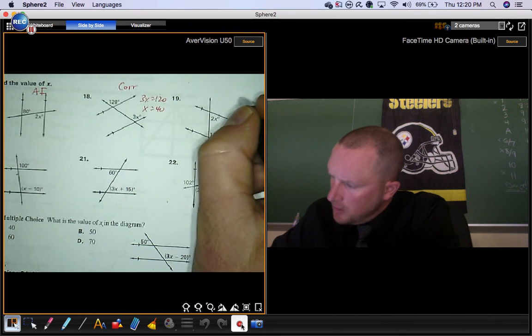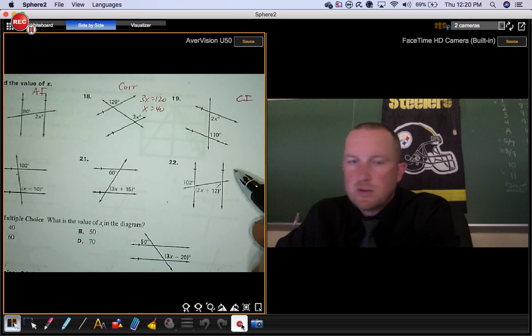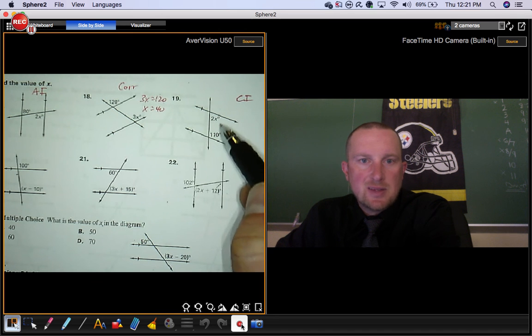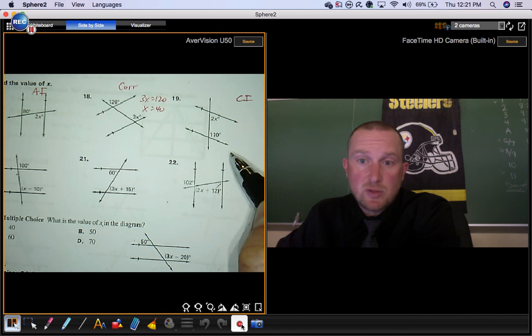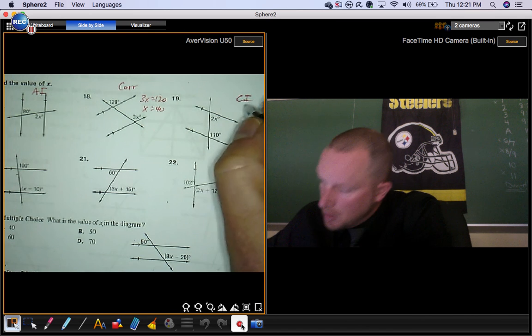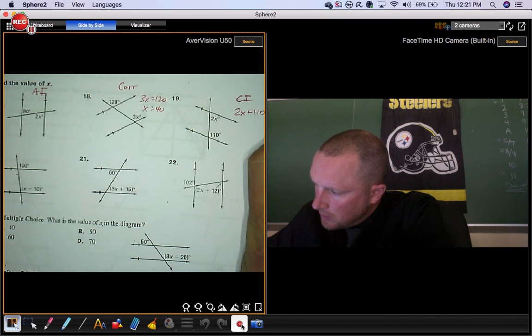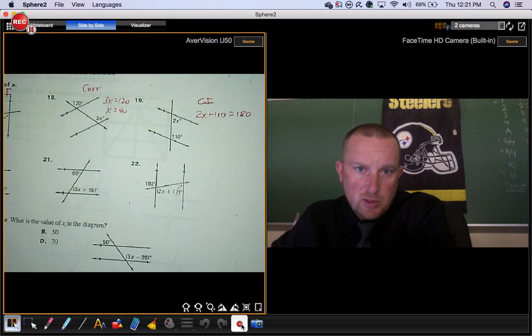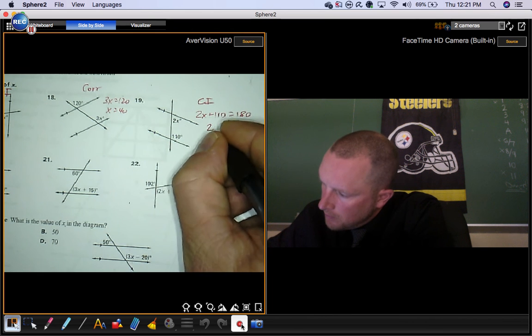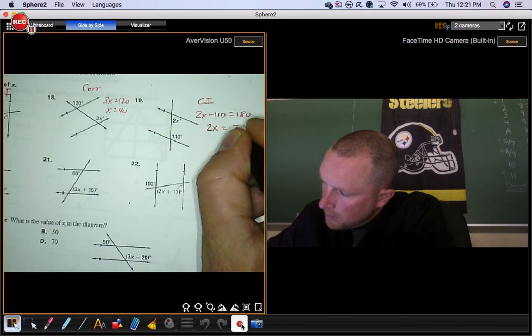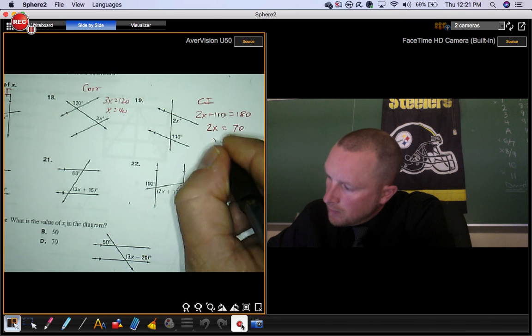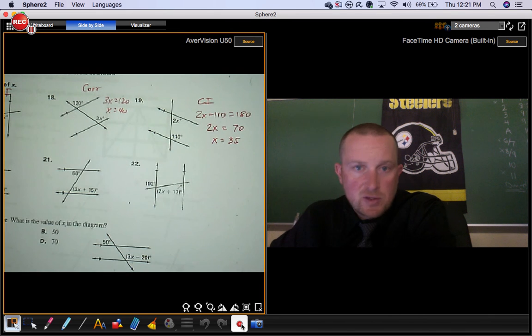Number 19, these are consecutive interior angles. The lines are parallel. That means these angles, they're not the same necessarily, especially if one is obtuse. They need to add to 180. So the equation that you could write would look like this. 2x plus 110 equals 180. Together, these angles add to 180. So if you solve for x, you get 35.